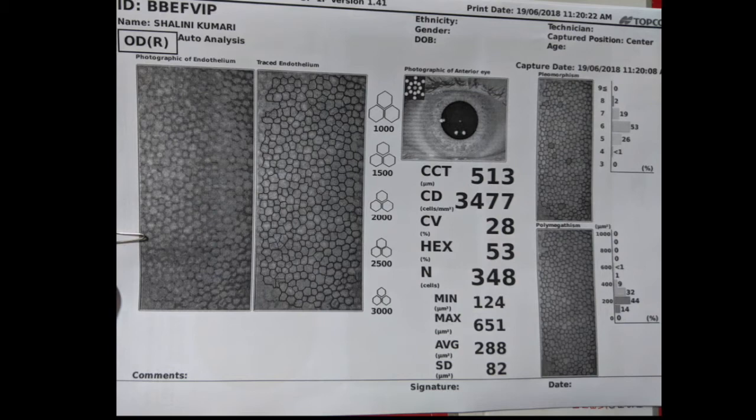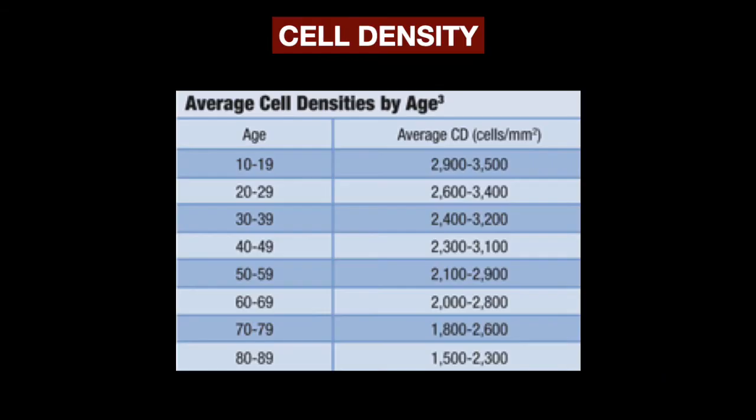Now let's look at the photograph of the endothelium. Adjacent to this photograph, there is tracing of the endothelial cells done by autoanalysis. In the center you have quantitative parameters, and in the extreme right you have graphs. The first parameter that needs to be studied is cell density. As we all know, the endothelium is a monolayer of about 3,50,000 to 5 lakh cells that cover the whole posterior surface of the cornea.